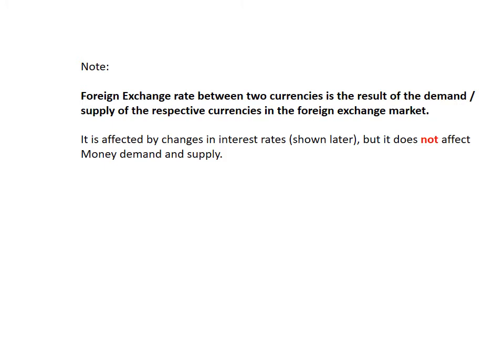Okay, so foreign exchange rate is the result of the demand and supply of the respective currencies into the foreign exchange market. All right, we're looking at the money changer activity only, not your regular money demand, money supply inside the economy. Okay, so you must get it clear.